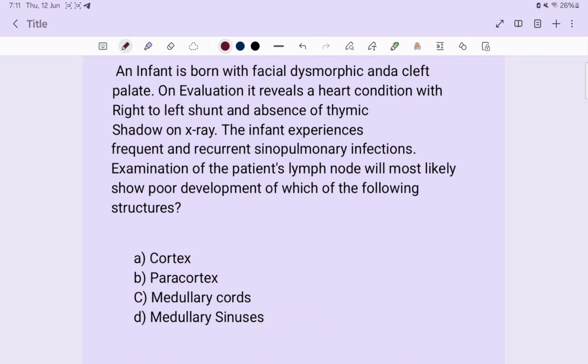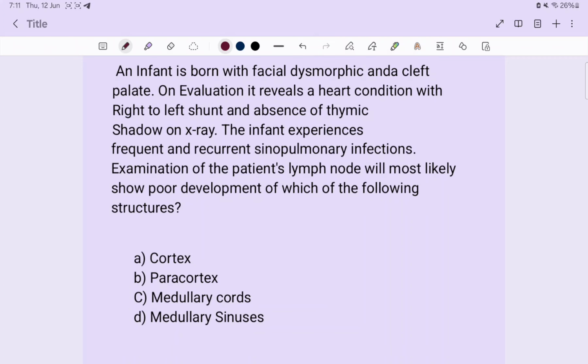So let's start with the question of the day. An infant is born with facial dysmorphism and a cleft palate. On evaluation, it reveals a heart condition with right to left shunt and absence of thymic shadow on X-ray. The infant experiences frequent and recurrent sinopulmonary infections. Examination of the patient's lymph node will most likely show poor development of which of the following structures?